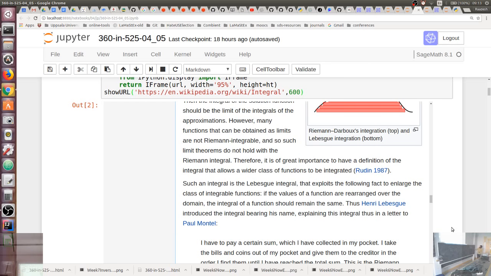Now, the other main concept is this, like saying integral from a to b of f of x dx, right? That's this area under the curve thing. But sometimes you don't put this, right?